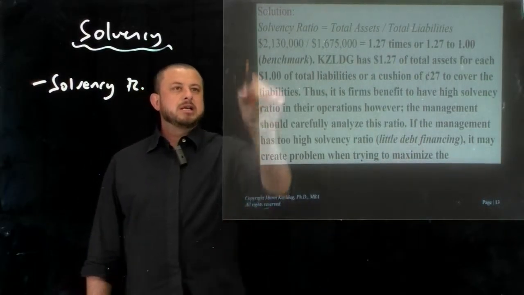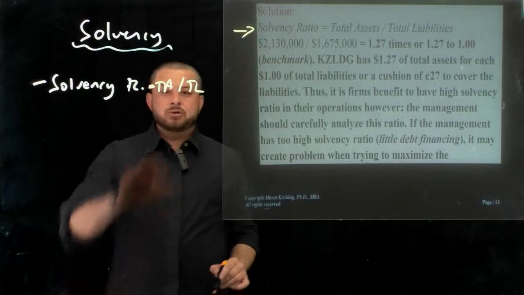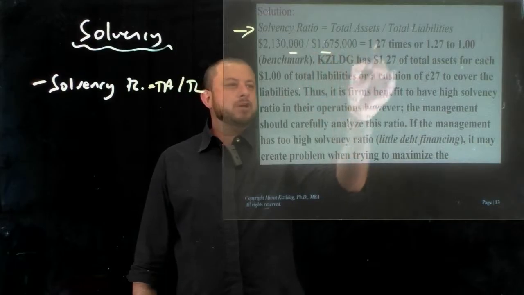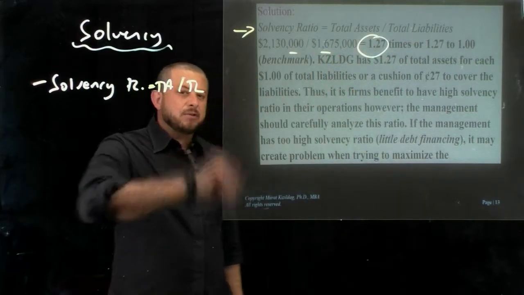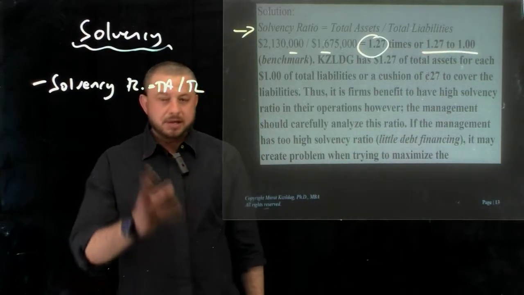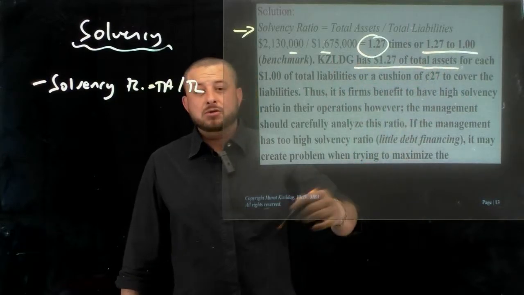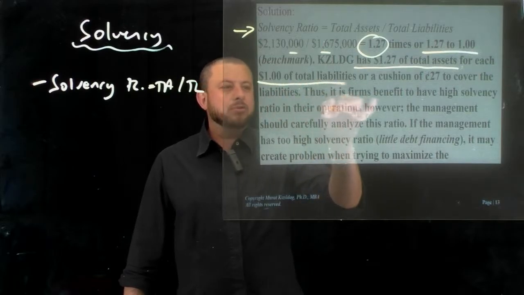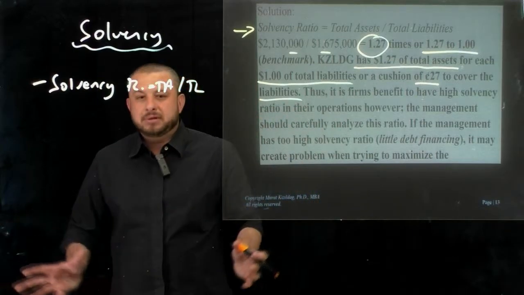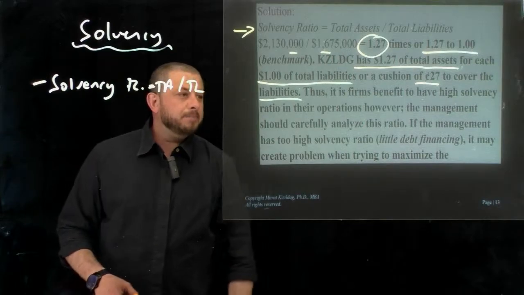I keep repeating this. Solvency ratio is equal to total assets, TA, over total liabilities, TL. We have both of them in the question. When I do the division right here, we get 1.27 times, or 1.27 to 1. Reading that becomes very important, which is the benchmark, meaning KZLDG has $1.27 of total assets for each dollar value of total liabilities, and there's a cushion of 27 cents to cover other liabilities, or a cushion to be used for other investments or anything, okay?